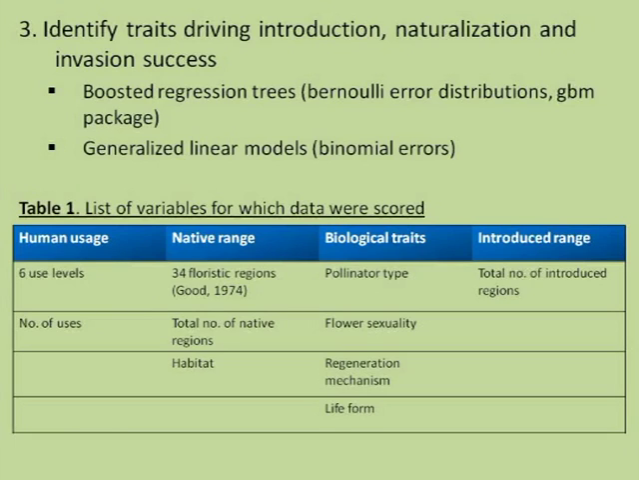Here I built 3 models: an introduction model, a naturalization model, and an invasion model. And using these influential variables, I ran generalized linear models to provide a potential explanation of each variable. These traits included human usage, native range size, several biological traits, and data on the introduced range.